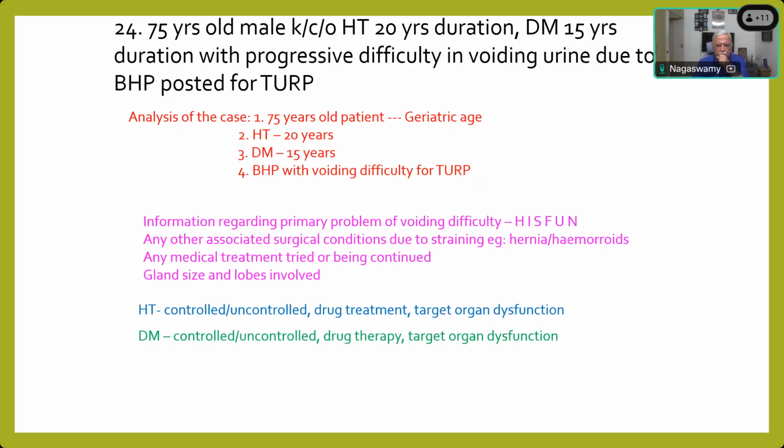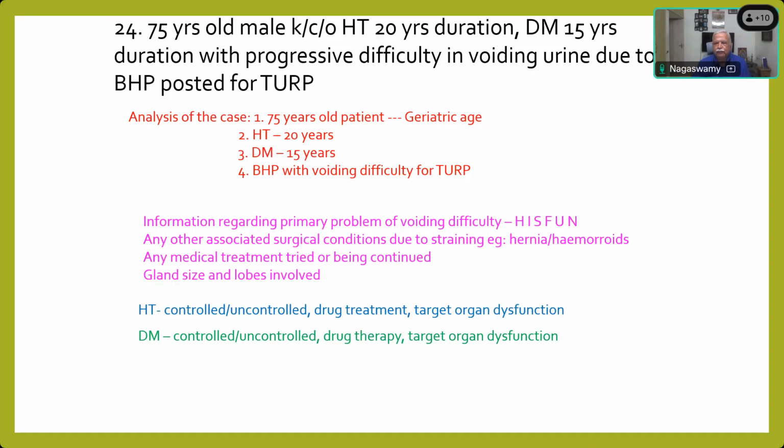Diabetes, controlled, uncontrolled, and what is the drug therapy, and whether you have to stop the drug therapy. Usually, supposing the patient is on OHA, will you ask them to stop before TURP, or will you ask them to continue with the drug and change it to insulin? Stop on the day of surgery, sir. Only on the day of surgery you have to stop. You need not switch over to insulin. That is the basic thing that you have to remember.